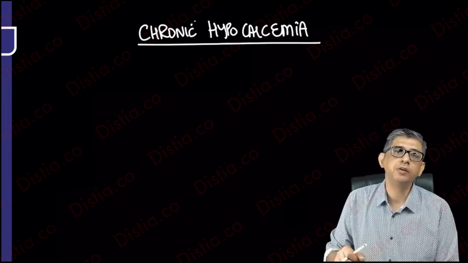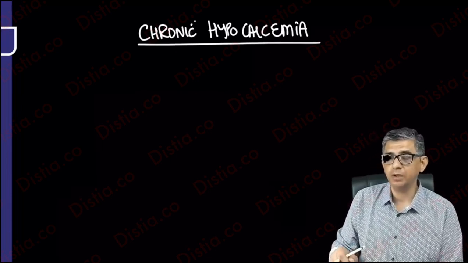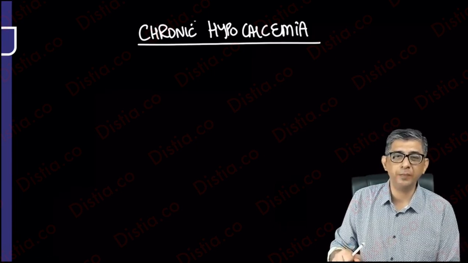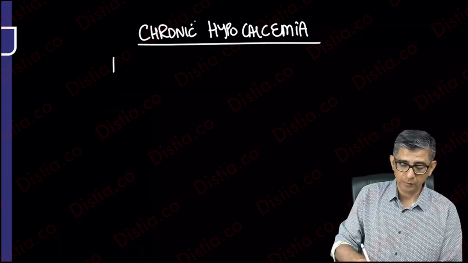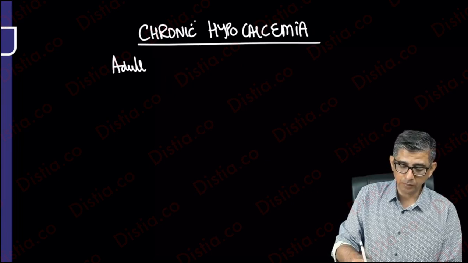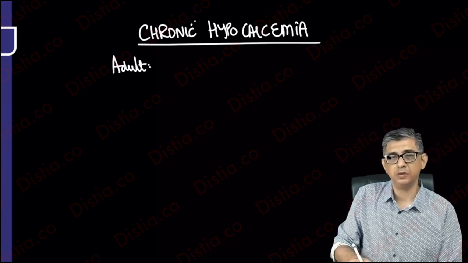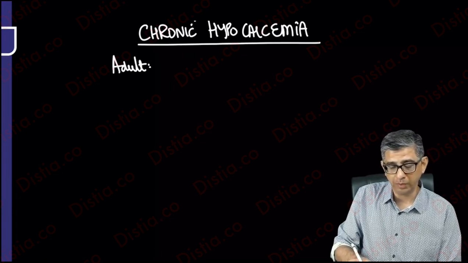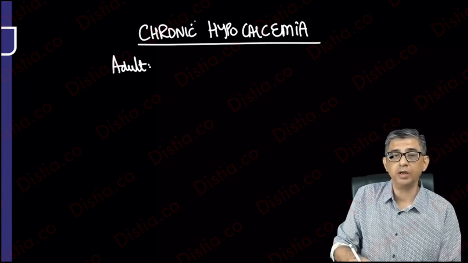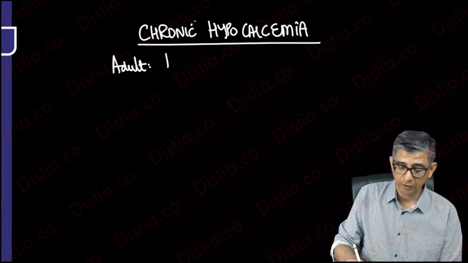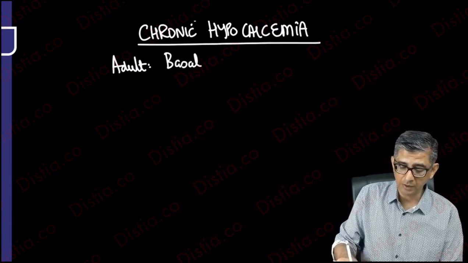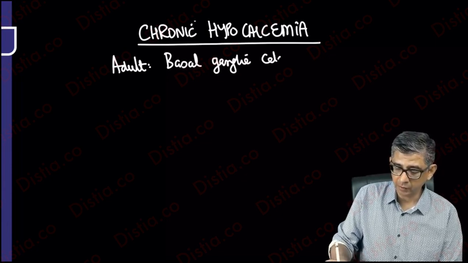We shall now talk about manifestations of chronic hypocalcemia that could be occurring in a patient with hypoparathyroidism. When it comes to less calcium in the pediatric age group, everybody is comfortable with features of rickets, but I'm going to describe to you manifestations of chronic hypocalcemia in an adult, and that would be in the form of a basal ganglia calcification.